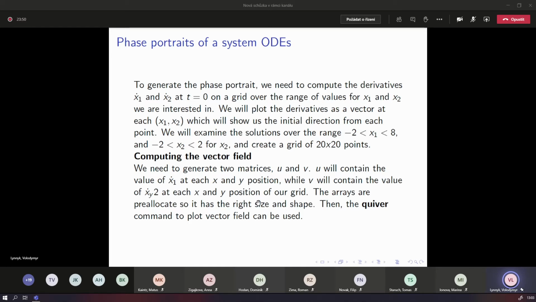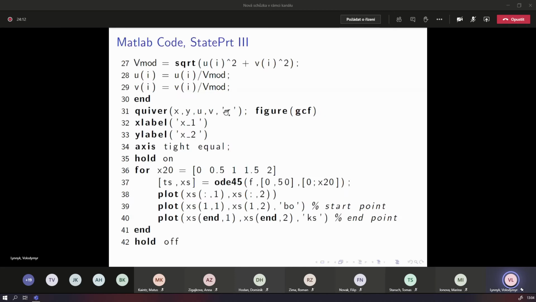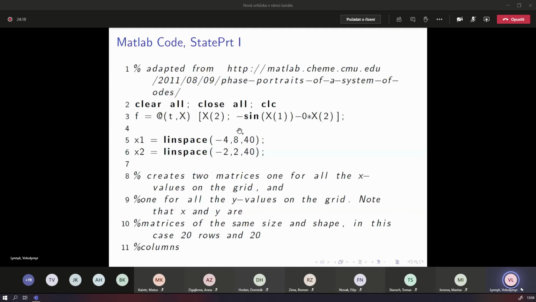We need to get two matrices, U and V. Then this command, quiver, to plot the vector field can be used in MATLAB. Here we have some MATLAB code, adopted from this web page, and now I can show you how I can show the vector field. I don't know if I can share this MATLAB code directly in Microsoft Teams.